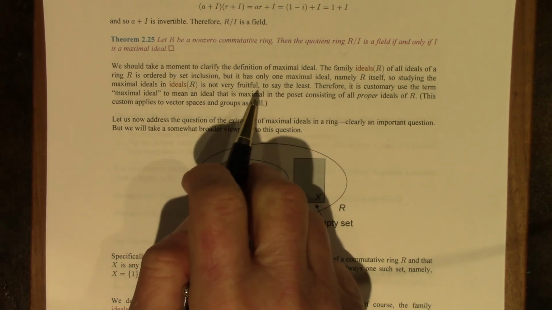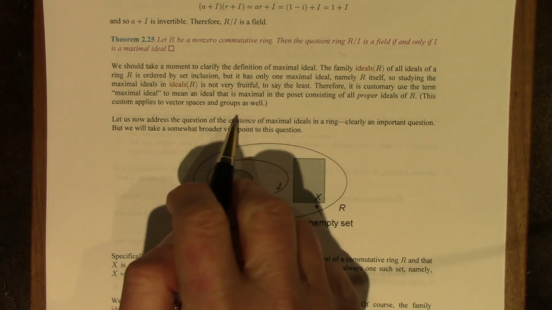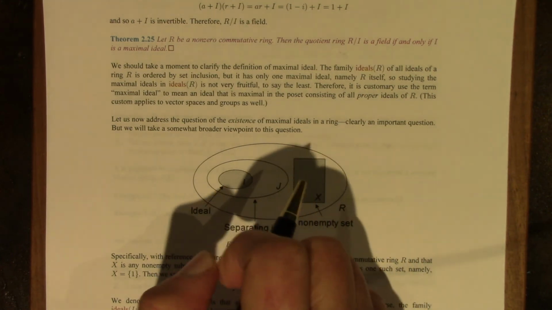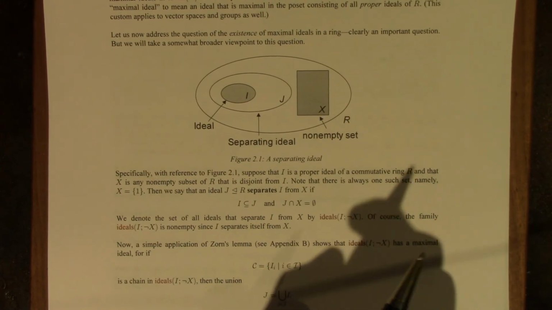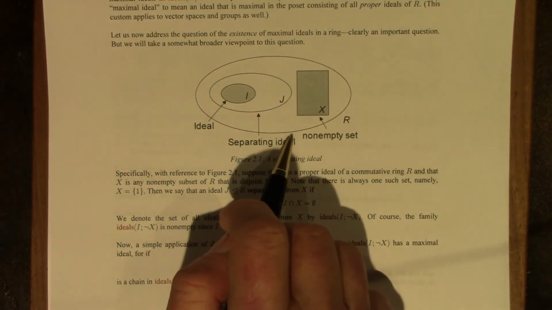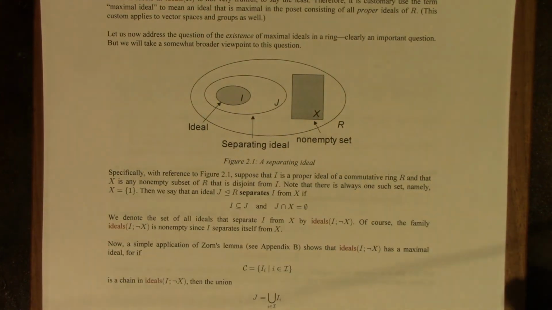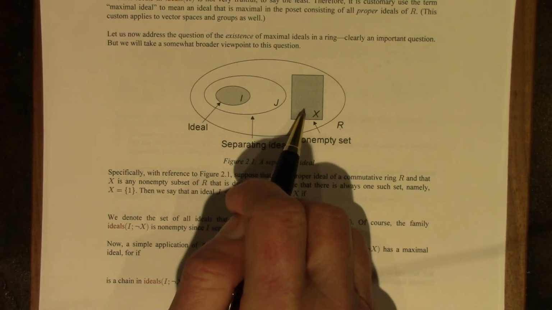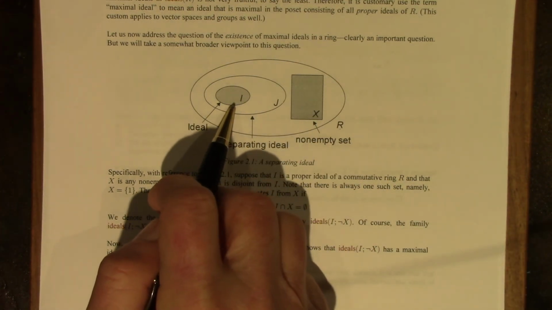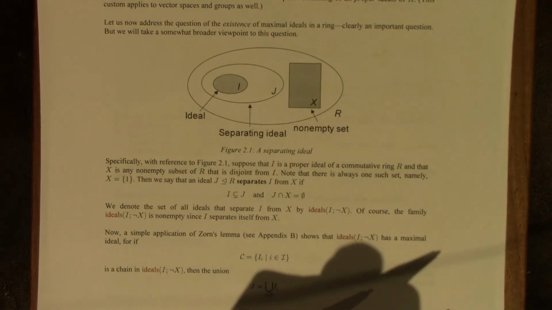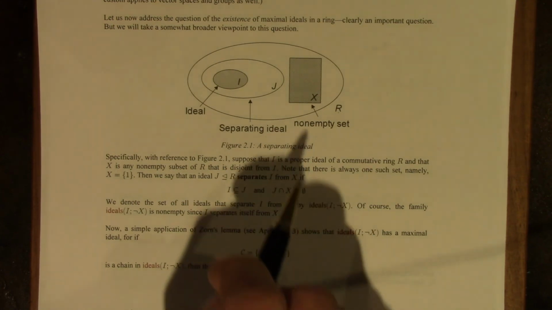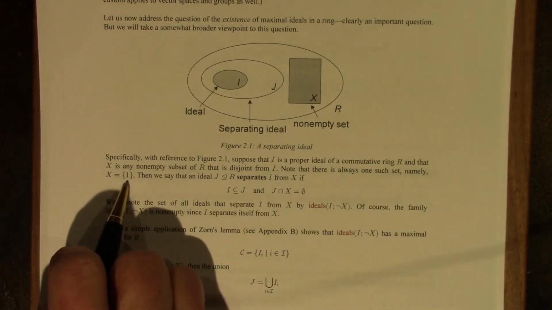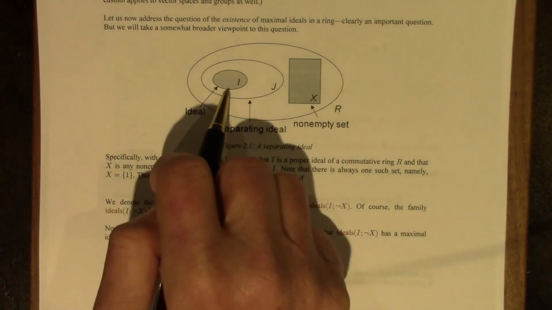Well, the next thing that should be on our minds is, do maximal ideals even exist? Obviously an important question. But we can take a little bit broader view that yields quite an interesting result. And here it is in the picture. Suppose that I is a proper ideal of a commutative ring R, and that X is any non-empty subset of R that's disjoint from I. There's always one such set, because I is an ideal. It does not contain the multiplicative identity, so the singleton set {1} is a set that's disjoint from I.